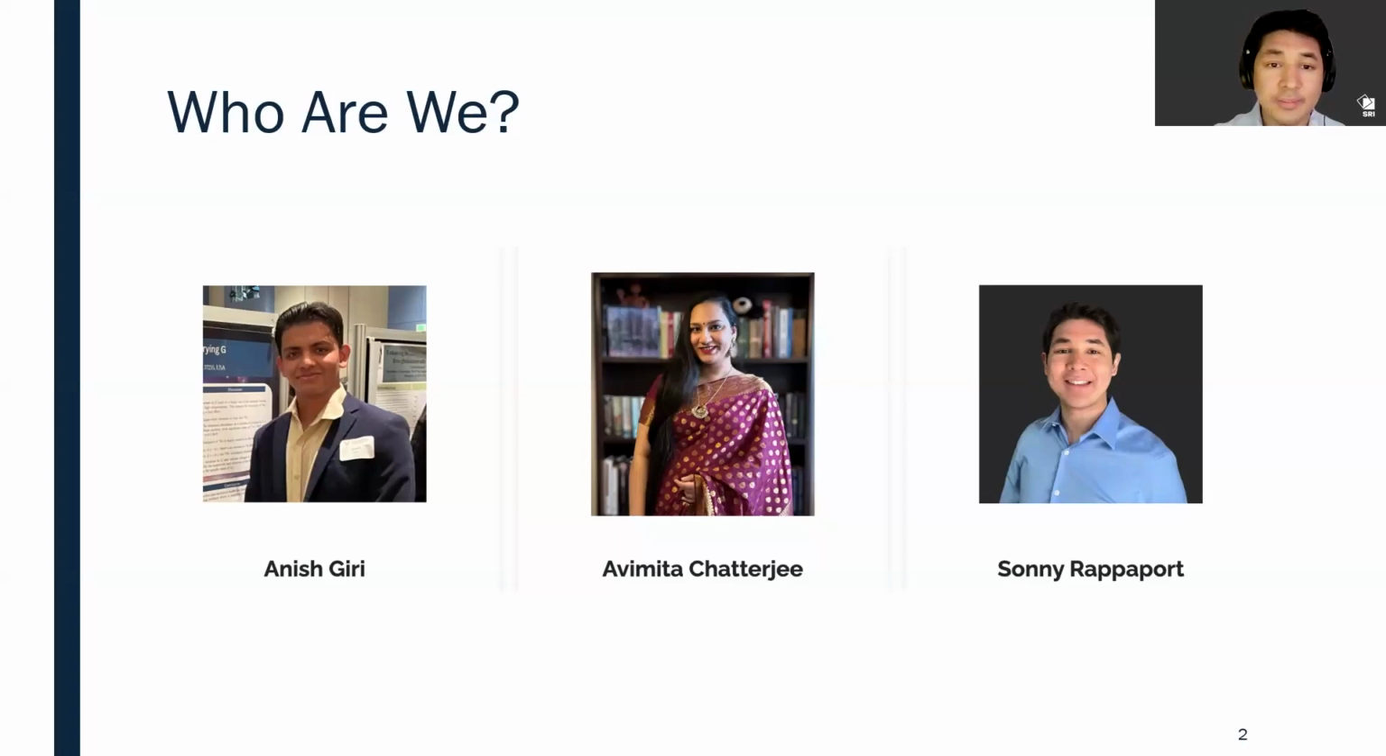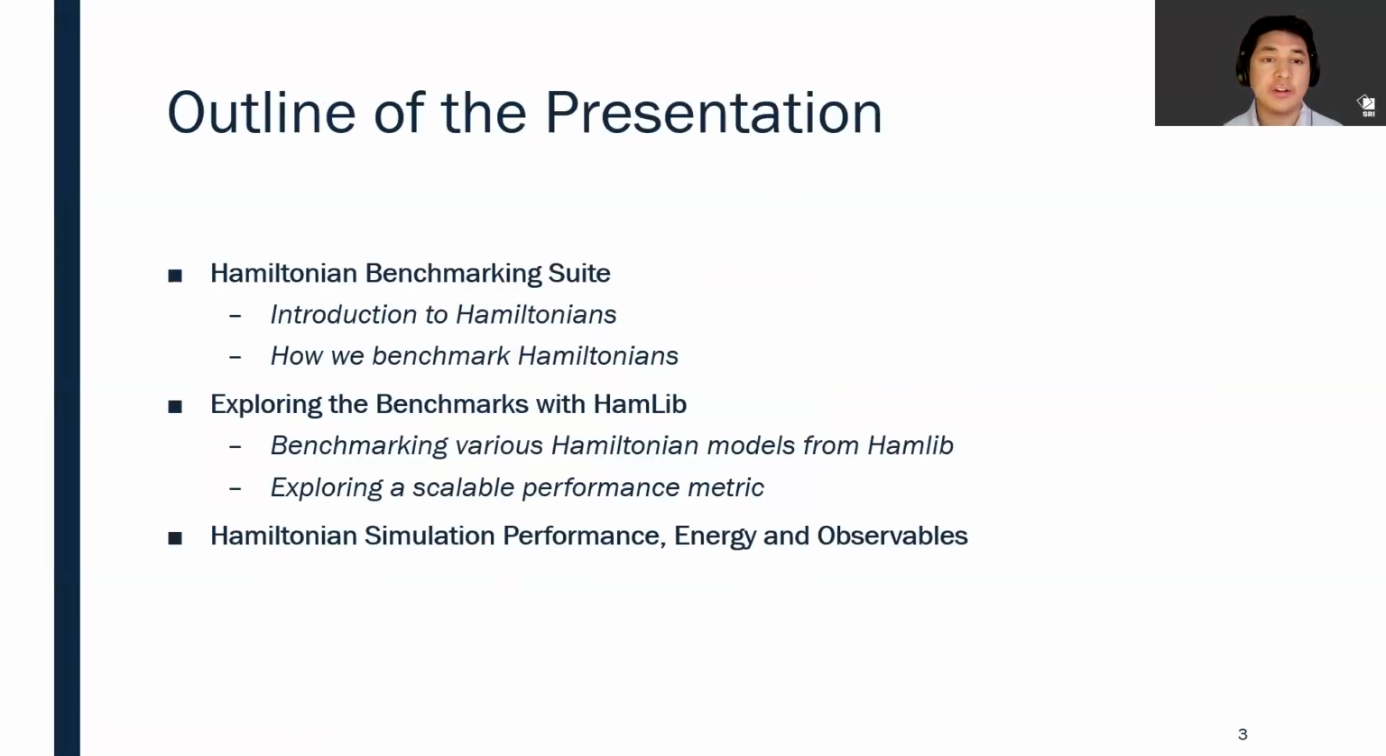Just as a general outline of what this presentation is going to be about, in the first section, I'll continue explaining and talking about the Hamiltonian benchmarking suite we made, briefly introducing the Hamiltonians we're using and in what context. Next, Avamita will talk about exploring our benchmark suite with HamLib, which is this huge library of different Hamiltonians. And we'll elaborate on a scalable performance benchmark that we developed. And finally, Anish will talk about using our Hamiltonian benchmarking suite to benchmark energy and observables from the circuits that we can produce.